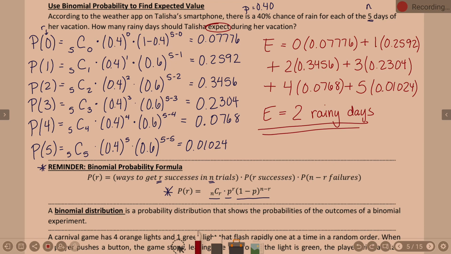Hopefully, if you hadn't figured out the formula before now, you figured it out a little bit now. So, reminder, binomial distribution, probability distribution that shows probabilities of the outcomes of a binomial experiment. That's what we're looking at here. I have one more example.